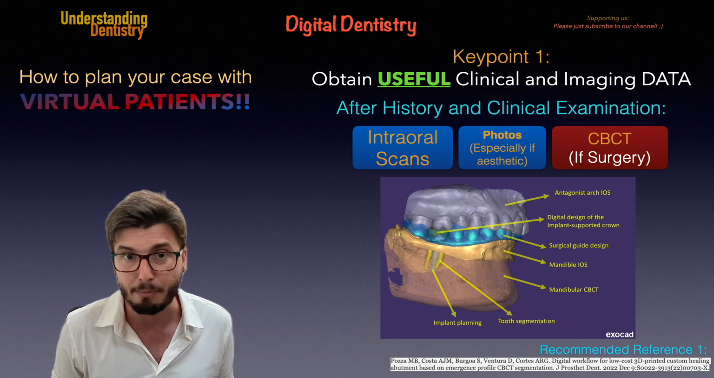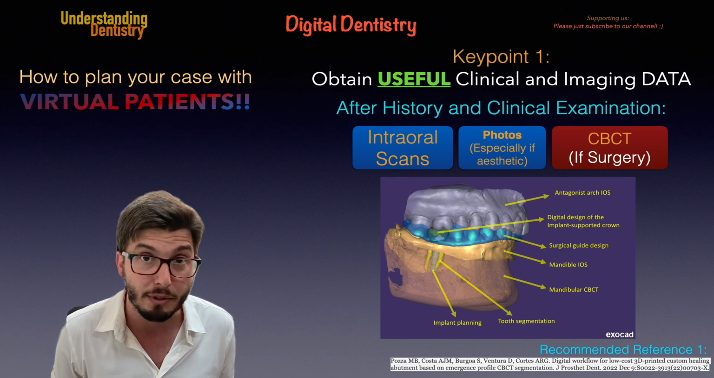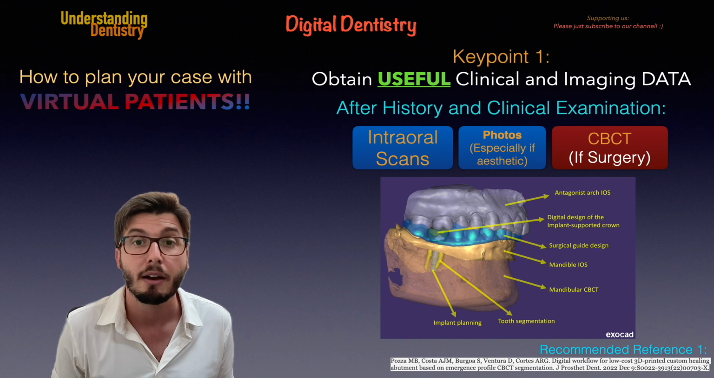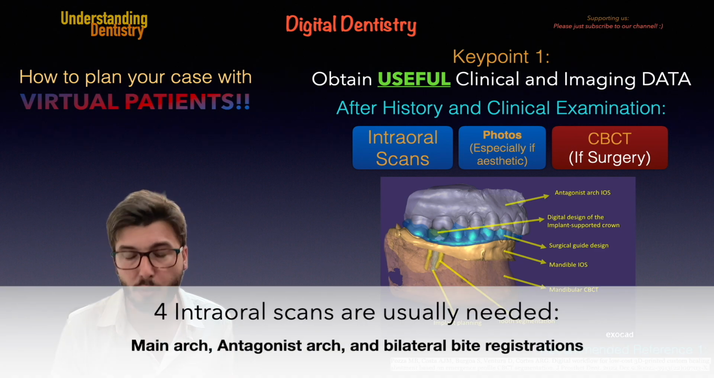So here we have an example. We have the intraoral scans of the patient, and we actually need 4 intraoral scans usually. So we need the scan of the main arch, so the dental arch, to be rehabilitated, then the antagonist arch, and then we also need the bite registration of the patient. And those are usually 2 different intraoral scans of both sides, so right and left sides of the patient, okay?